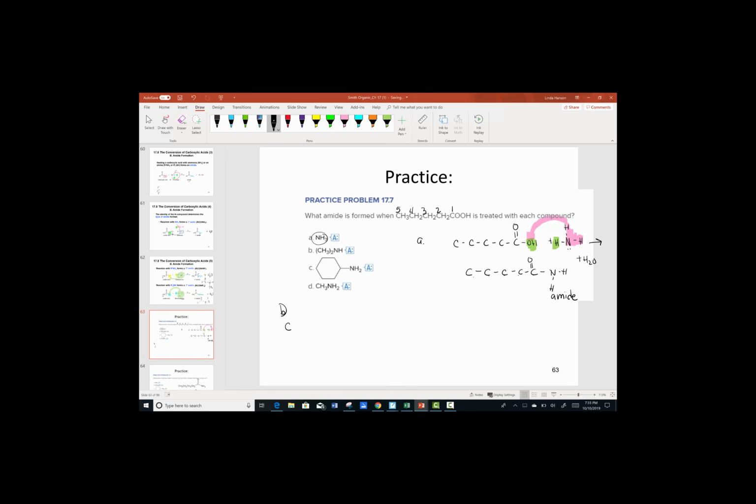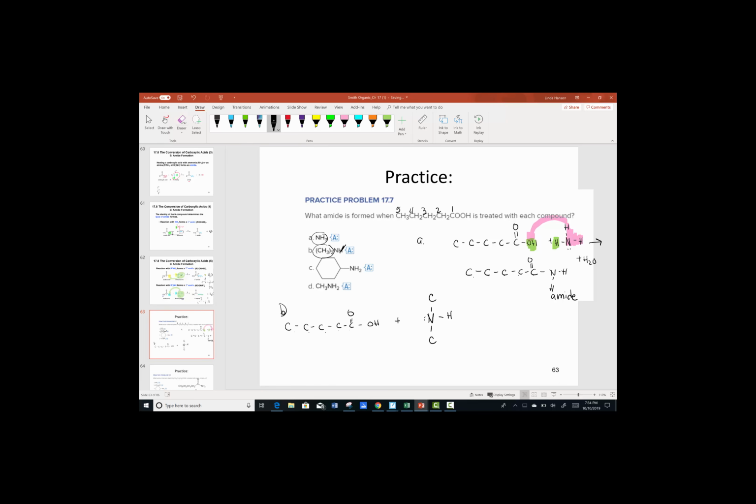Let's look at letter B. We start with the same carboxylic acid, 5 carbons, 1, 2, 3, 4, 5. So the double bond O, OH. And this time we're reacting it with a nitrogen that has 1 hydrogen and a methyl group attached in the other direction. All right, see what I've done? We have 1 hydrogen and 2 units of CH3.